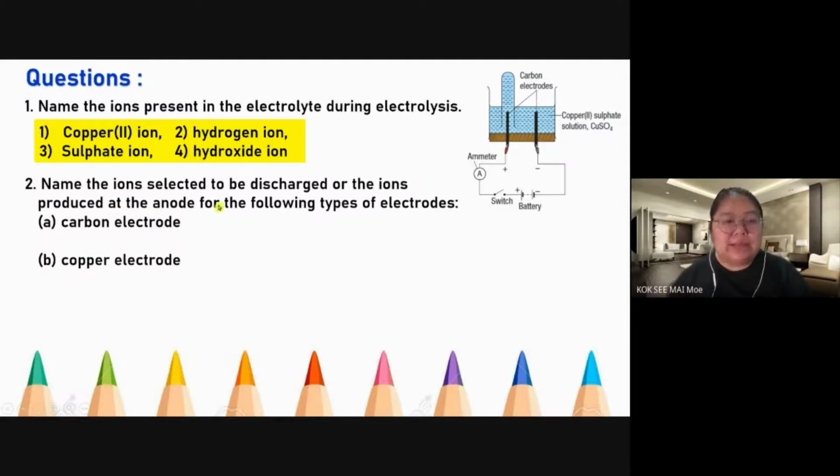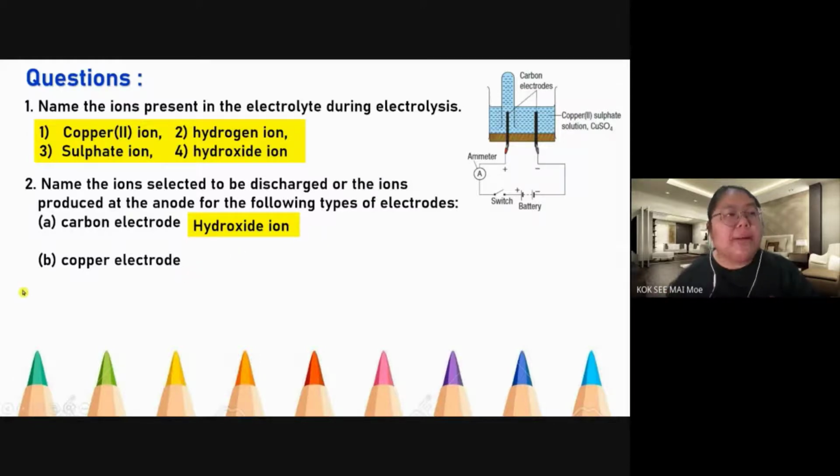Number 2. Name the ion selected to be discharged, or the ion produced at the anode, for the following types of electrode. For carbon, they ask for the anode only. Don't care about the cathode, only the anode. So for the carbon anode, what happened? The anode only produces oxygen, which comes from hydroxide ions. The question asks about ions, they never ask about gas, so we just mention hydroxide ions.